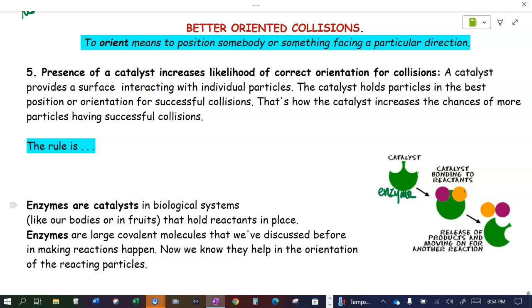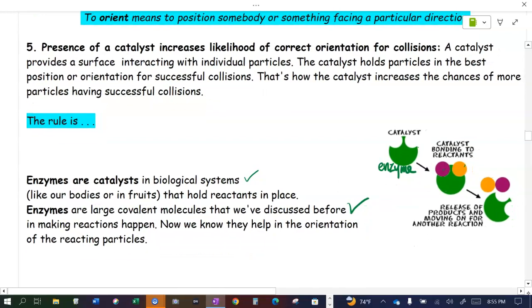So enzymes are the catalysts in biological systems to hold reactants in place. And they're large covalent molecules, huge. And because of their huge size, they're able to have these little pockets on them with places, and they help in the orientation.